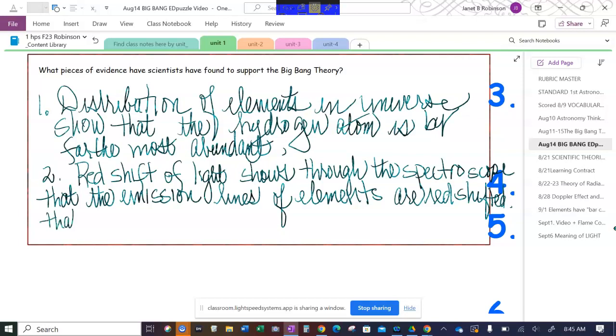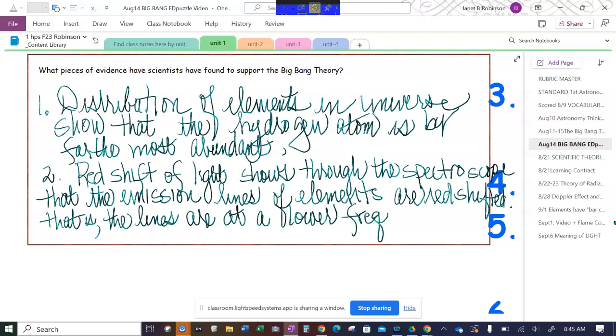That is, the lines are at a lower frequency. In sound, redshifting would go to a lower frequency, and a lower frequency sounds like a lower pitch. All right.